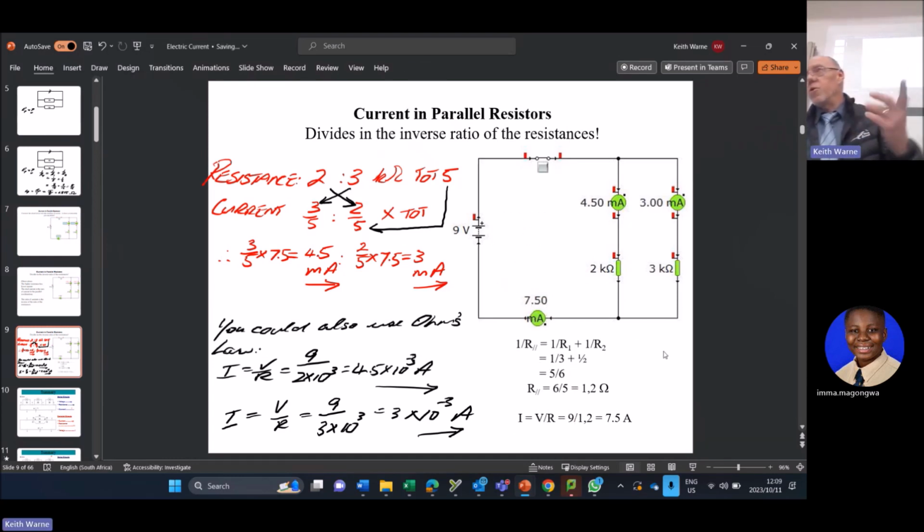No, you can put the smaller one first. That makes no difference. Yeah, a half plus a third is the same as a third plus a half. Yeah, that's right.